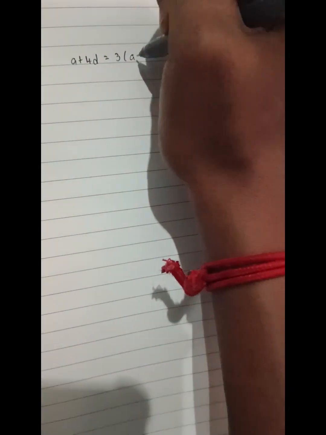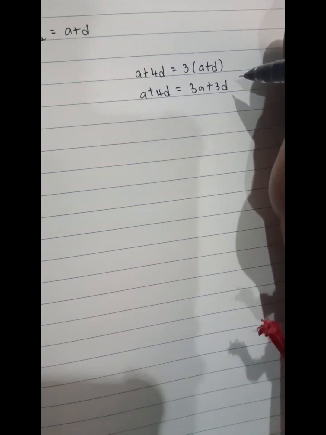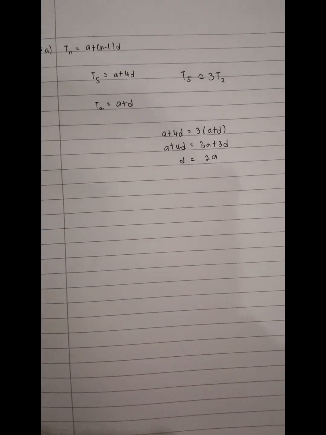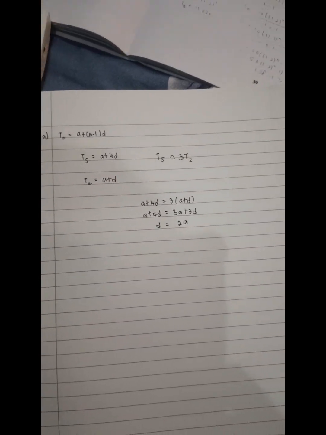a plus 4d equals 3 bracket a plus d. So a plus 4d equals 3a plus 3d. So d equals 2a. Step 2, we have to express the sum of the first 8 terms in terms of a.